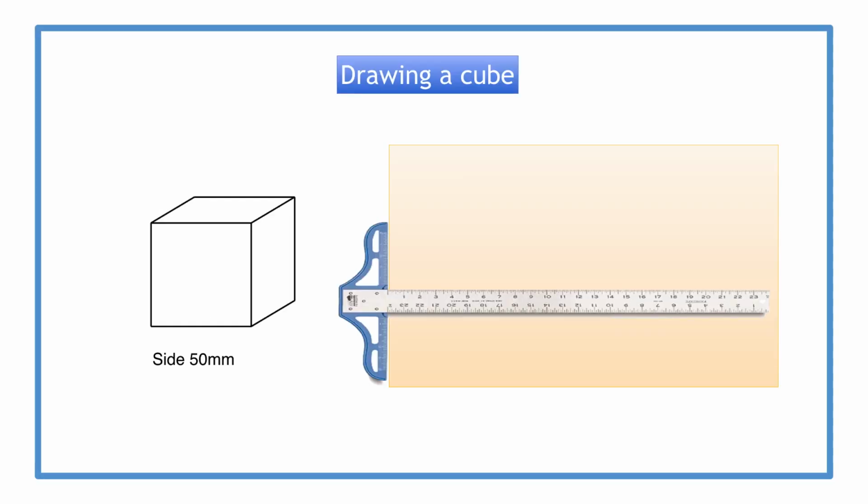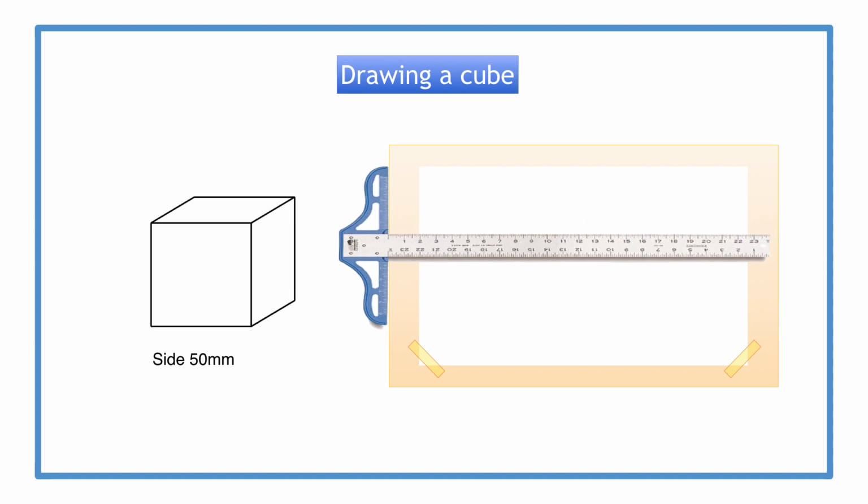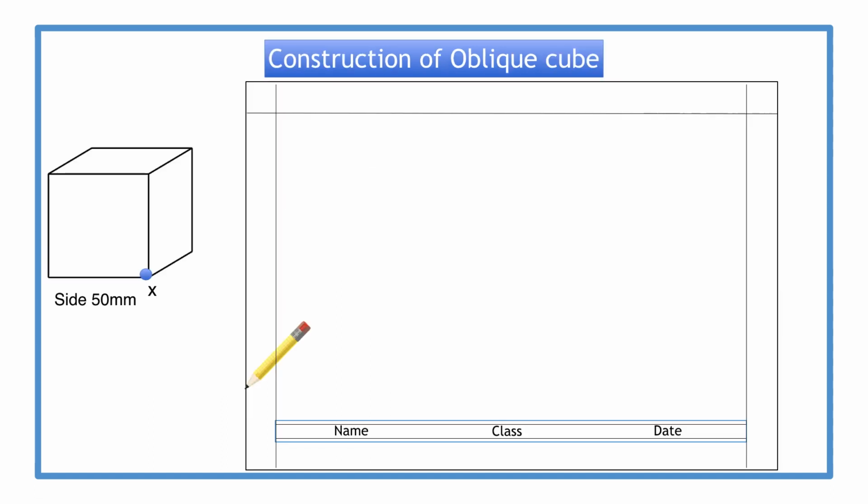Given you have to draw a cube of side 50 mm on plain paper, do refer back to lesson 2 to verify how to place your paper on your drawing board. We are then going to start the construction of our cube from the nearest lowest visible corner X as indicated.